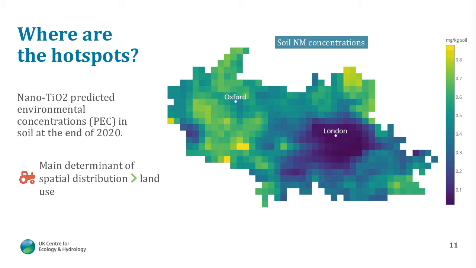And this is down to where nanomaterials are emitted to the environment. The main way in which titanium dioxide gets into soils is through the application of sewage sludge, which obviously only happens on agricultural land in rural areas. And so we can say that the main determinant of the spatial distribution of nanomaterial in soils is land use.